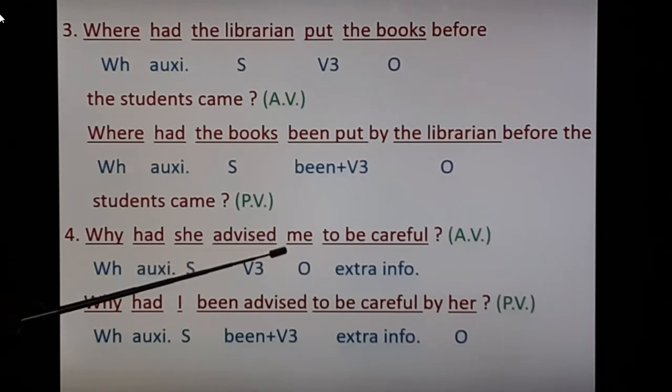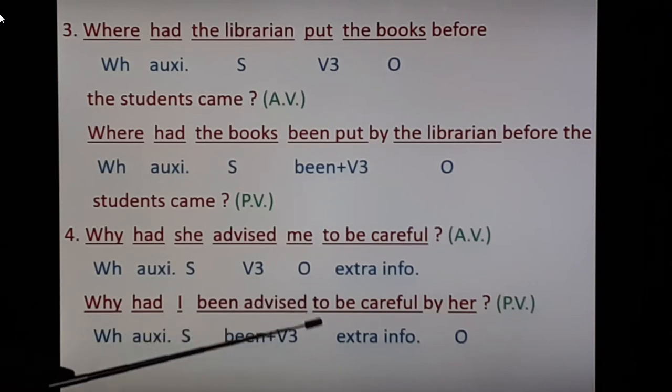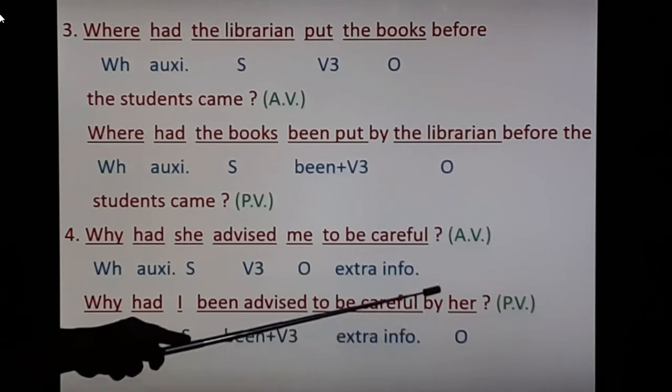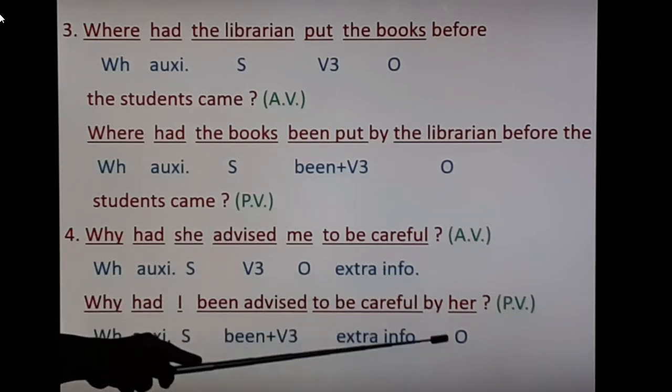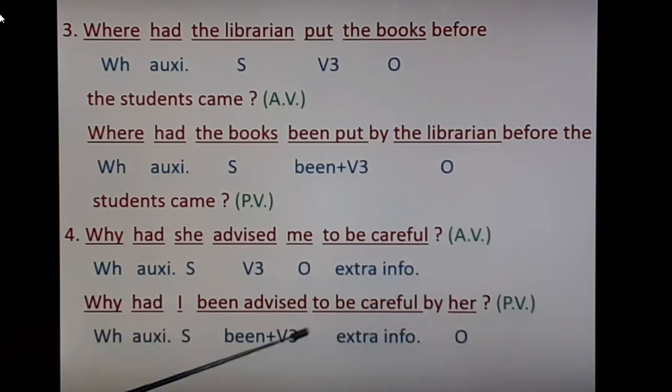Now we will turn this active to passive. Why? Then me becomes I. But before that auxiliary verb will come. Why had I, then been, then advised, that is V3 form. Then to be careful, that is extra information, you have to add and then write by her. She is given, so her will come. Then put question mark. This is passive voice.